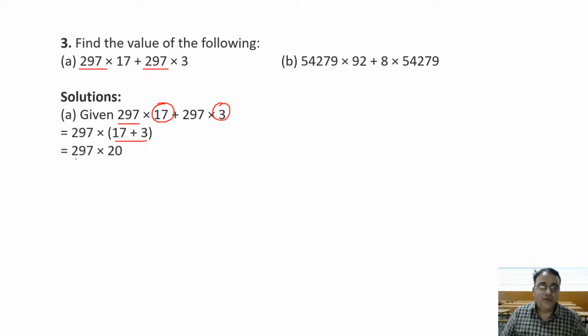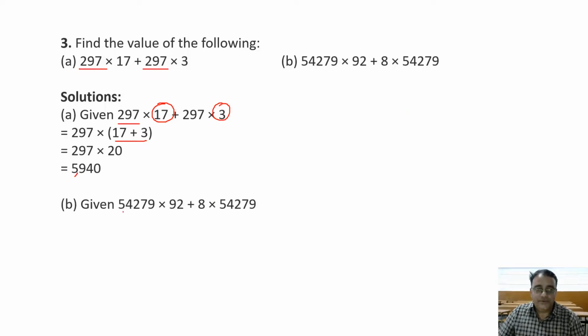ठीक है. नाउ 297 into 20. सो 297 into 2 होता है 594. उसके बाद एक जीरो लगा दो. सो 5,940. राइट. नाउ नेक्स्ट क्वेश्चन, 54,279 into 92 प्लस 8 into 54,279.